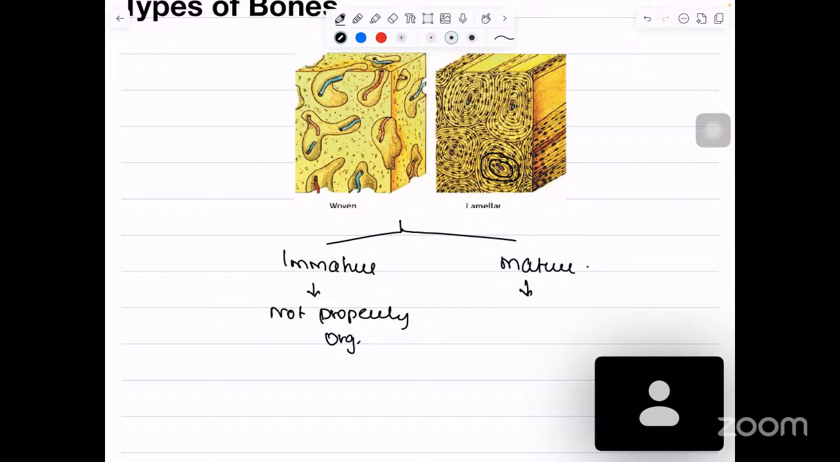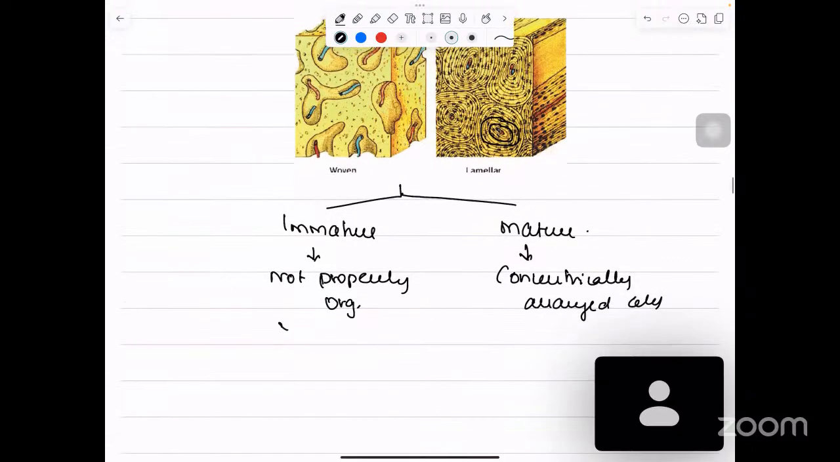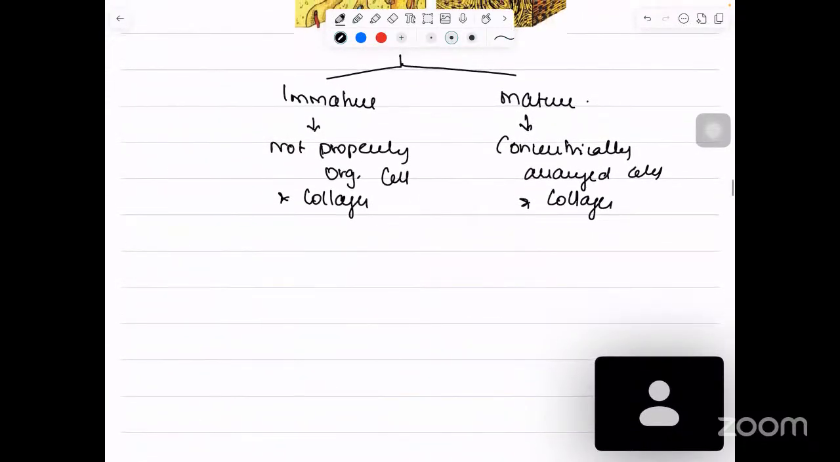Mature வந்து they are concentrically arranged cells. And collagen. Both are important. Cell and collagen. So after any fracture, okay, after any fracture or bone development, first woven bone is formed. After that, with proper adequate stress and all those things, a lamellar bone is formed. Okay, this lamellar bone is of two types. One is a cortical bone and another is a cancellous bone.